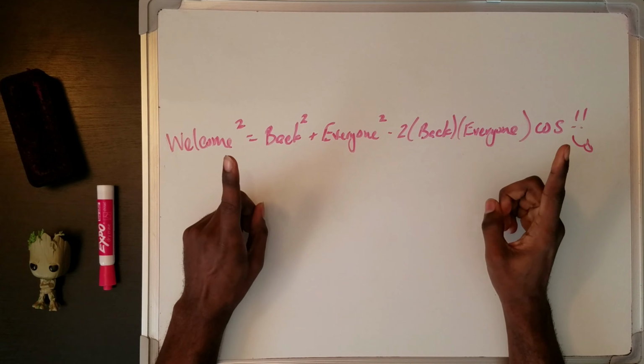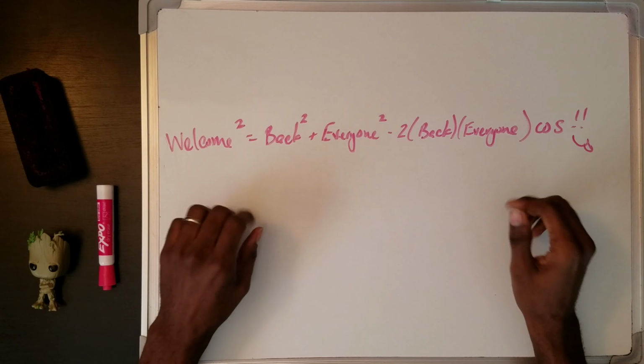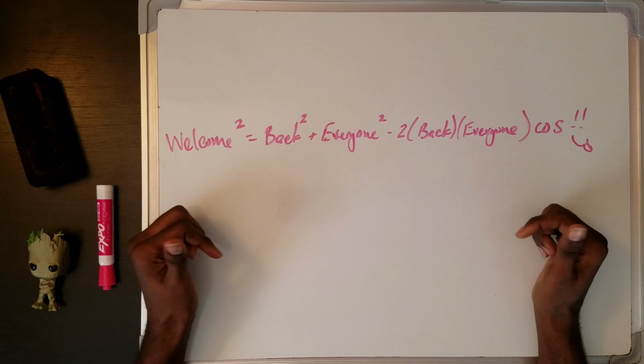Welcome back, everyone. Today we're jumping into a 10th grade topic, finding missing sides and angles using the law of cosines.